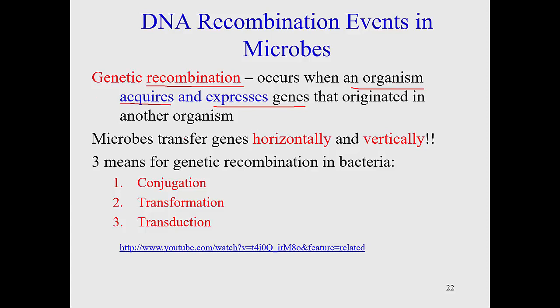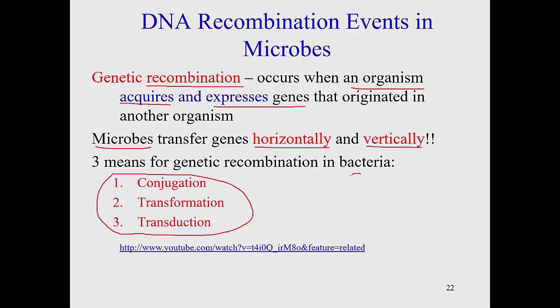Now, in human beings, it is very hard to get genetic recombination, but in bacteria, it happens especially, and may sometimes happen in viruses also. These three are very, very common: conjugation, transformation, and transduction. So in microbes, they can transfer genes horizontally and vertically.